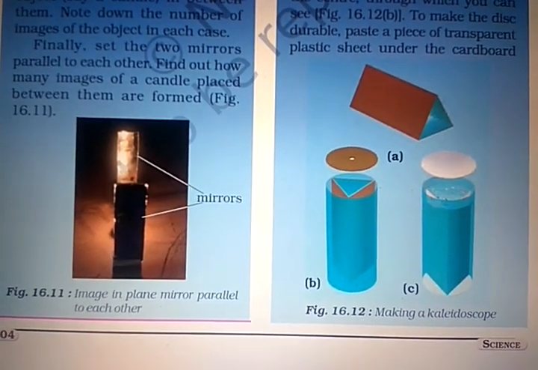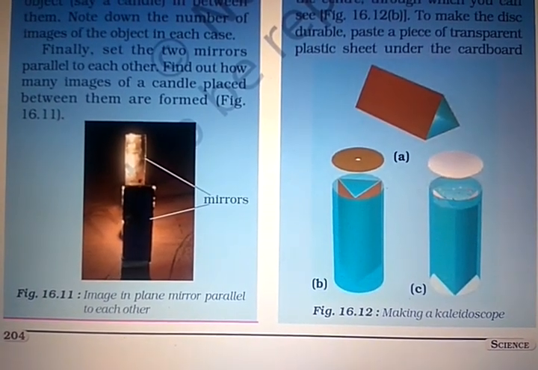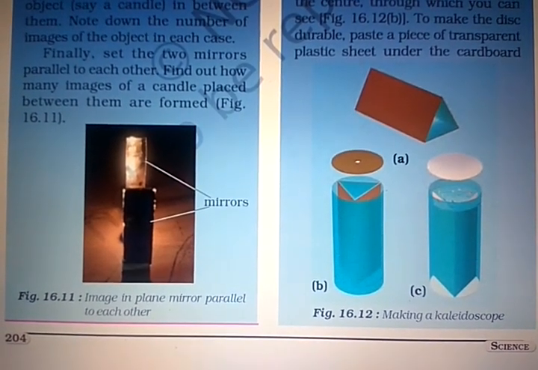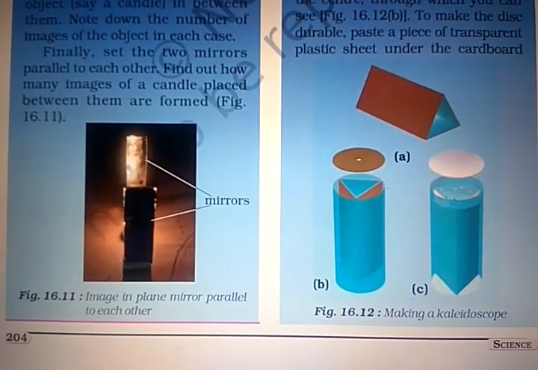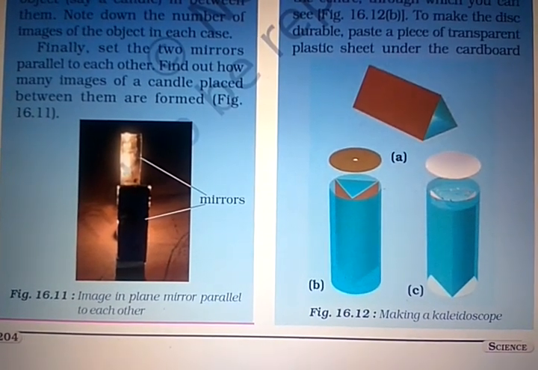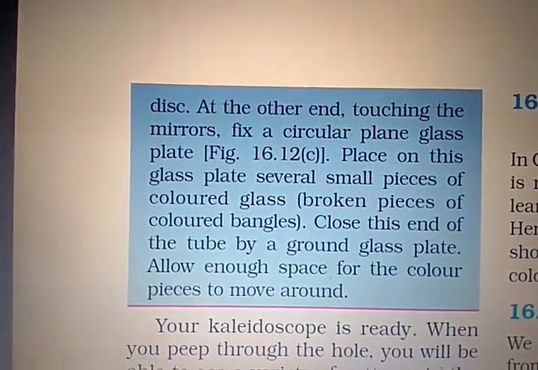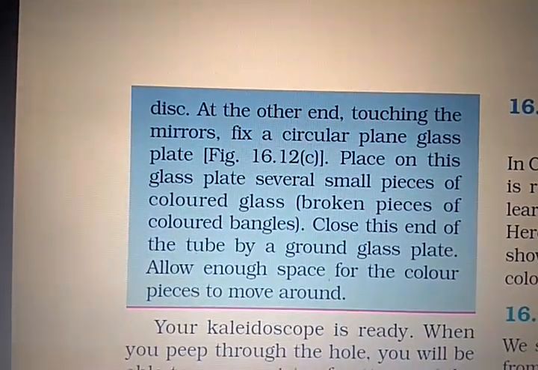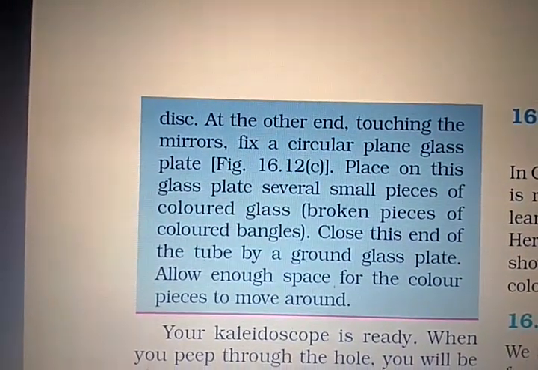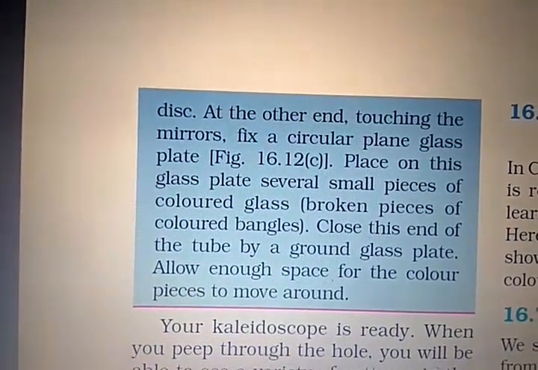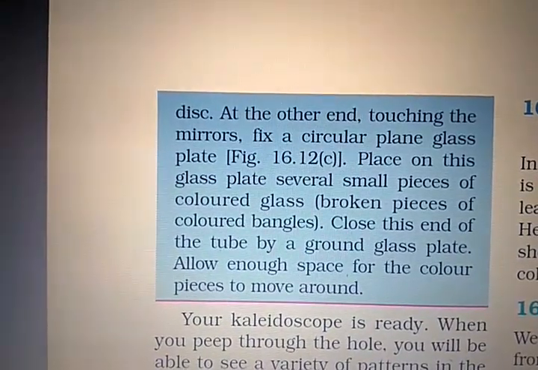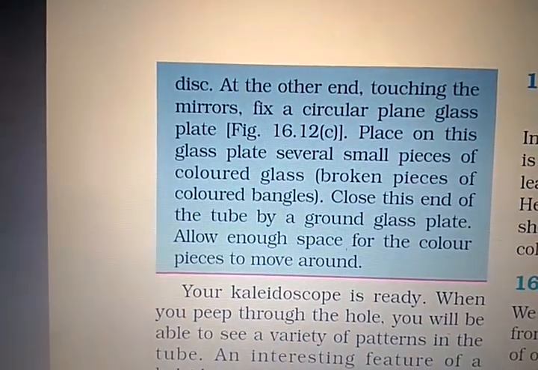Okay, so after that, keep pieces of different colored glass bangles, right? Break the glass bangles that you get and put those pieces inside, and then close it. Now at the other end, touching the mirror, fix a circular plain glass plate. Place on this glass plate several small pieces of colored glass, means broken pieces of colored bangles. Just now I told you. And close this end of the tube with a ground glass plate. Allow enough space for the colored pieces to move around. Here your kaleidoscope is ready.